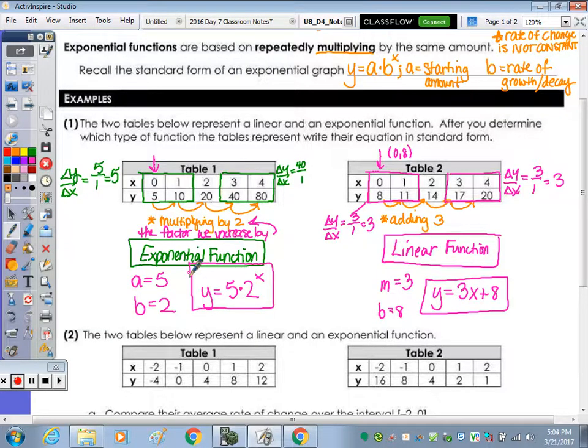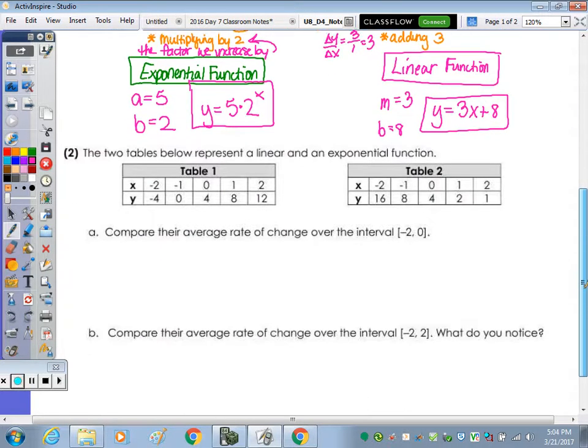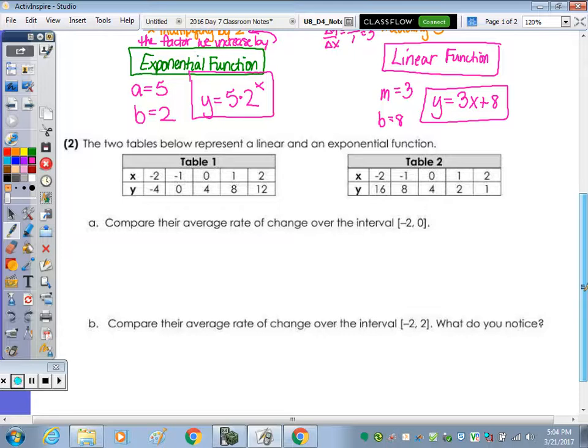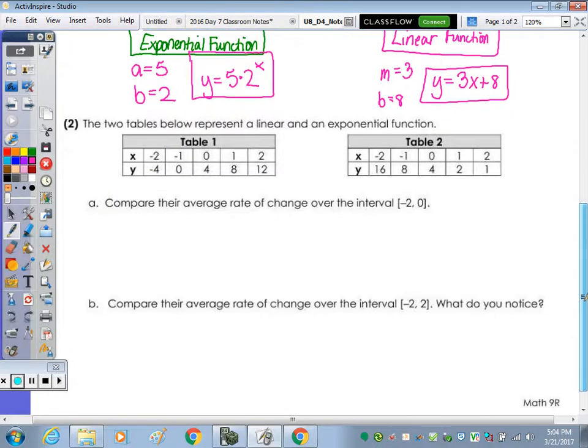Number 2, it says the two tables below represent a linear and an exponential function. Compare the rate of change over the intervals, and then what do we notice in part B? Okay, so let's look at table 1 versus table 2. We look at the x's, they're still increasing by 1. So in looking at the y values, to go from one to the next, that's a continuous increase by 4. So we're adding 4 from one to the next.